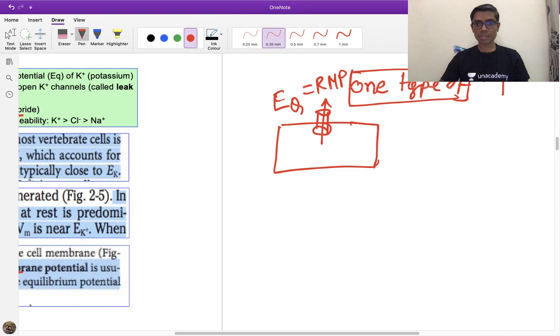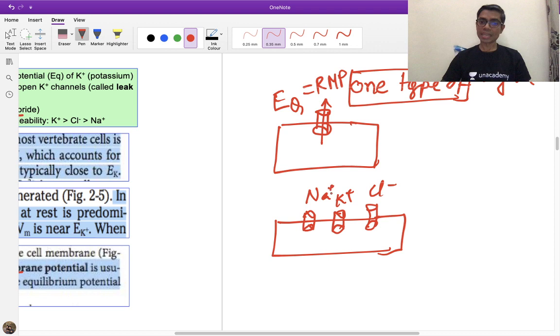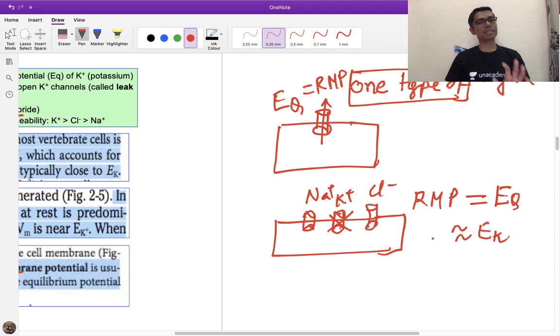But what is the common scenario in our body tissue? The cell membrane is permeable to all three types of ion, not only potassium, not only chloride, not only sodium. In this case, RMP is not equal to the equilibrium potential of any single ion, but RMP is close to the equilibrium potential of potassium, because that is the maximum permeable ion, right? So this is the difference.